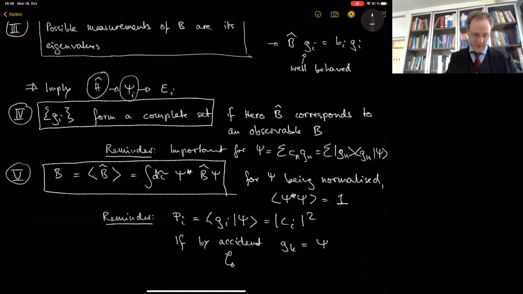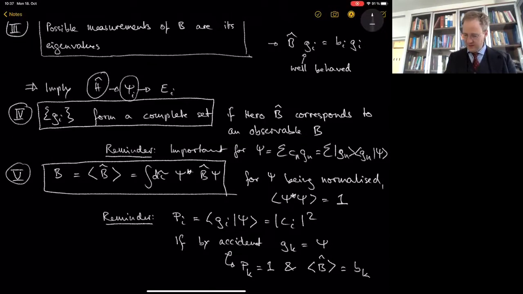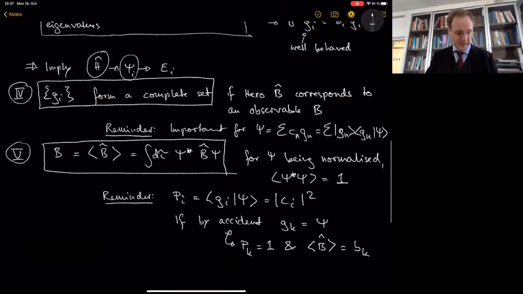Then and only then is the probability of that level 1, and hence the expectation value of B would correspond to the eigenvalue b_k. Right. So that means basically that all the other basis functions do not contribute. So if you can write the full wave function only exactly using one eigenfunction, then of course that expectation value collapses towards the eigenvalue of that eigenfunction.